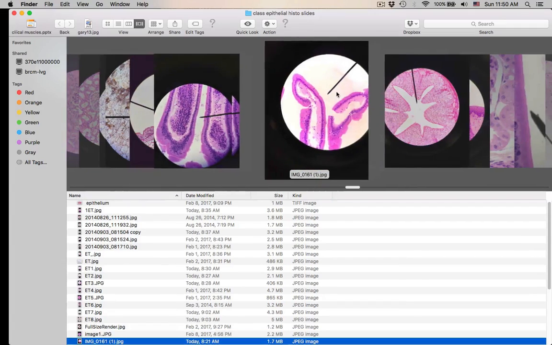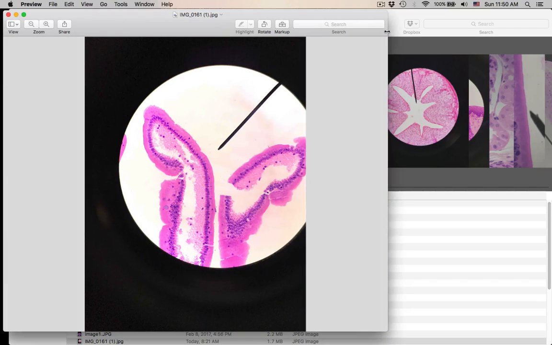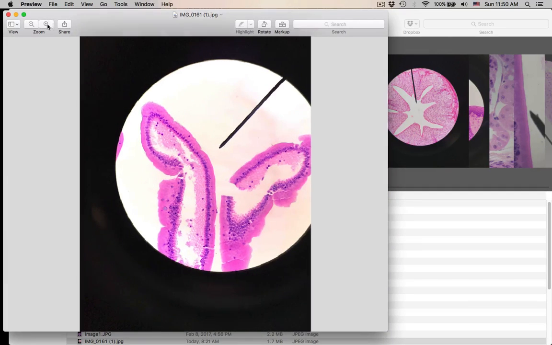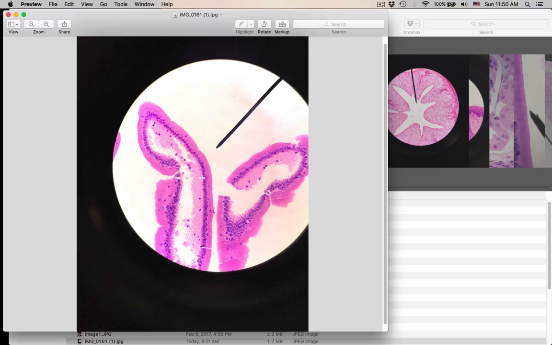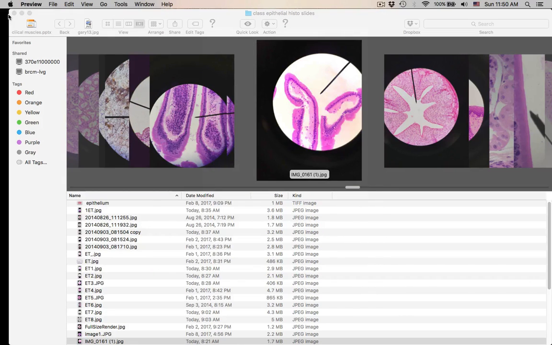Another slide of simple columnar, number 19. Not quite as beautiful. Here is going to be the basement membrane here. It's still elongated nuclei. This is simple columnar. Here is the basement membrane. Simple columnar. That was number 19. Number 20.